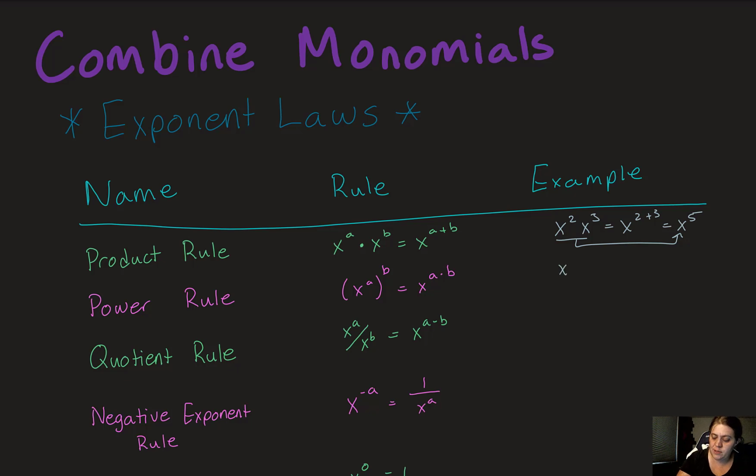If you have something to an exponent to another exponent, so parentheses are always involved in this case, and you've got exponent to exponent, then that means you're going to multiply those exponents together, and that will give you x to the 6th.